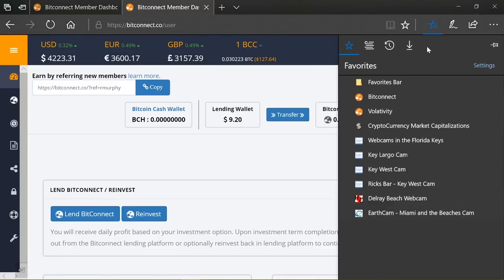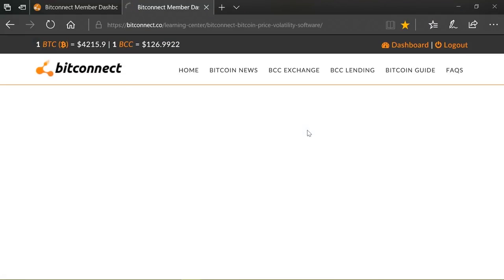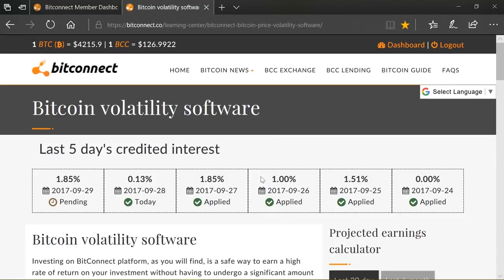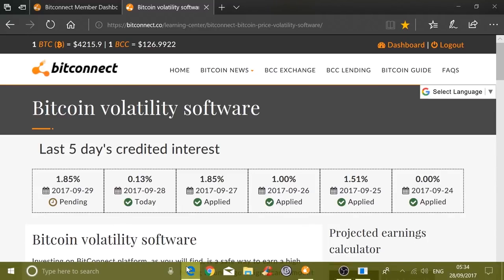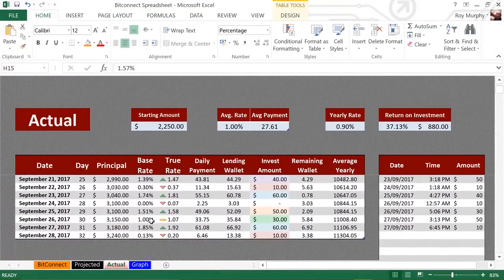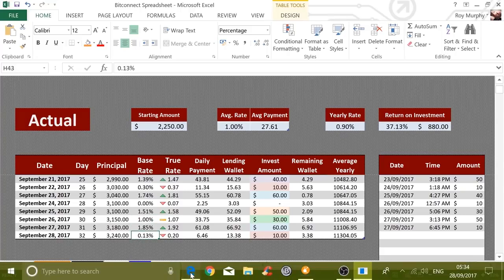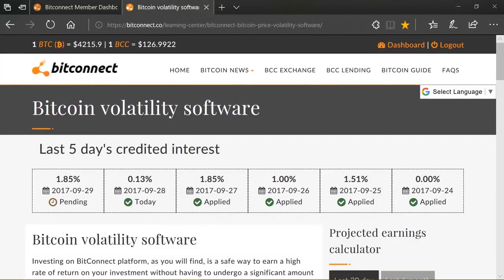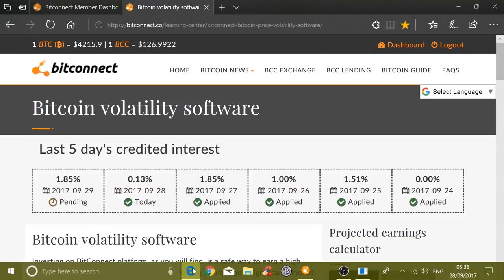So if I go now to the volatility page, you can see that we've got a 1%, a 1.85%, a 0.13% and a 1.85% for tomorrow. So if you now look on the calculator in real time, if I scroll to the bottom to today's day as of recording, I've got my 1.51%, 1%, 1.85 and my 0.13. So what I need to add is my 1.85 for tomorrow, because it needs to know what I'm getting tomorrow so I can plan for it.